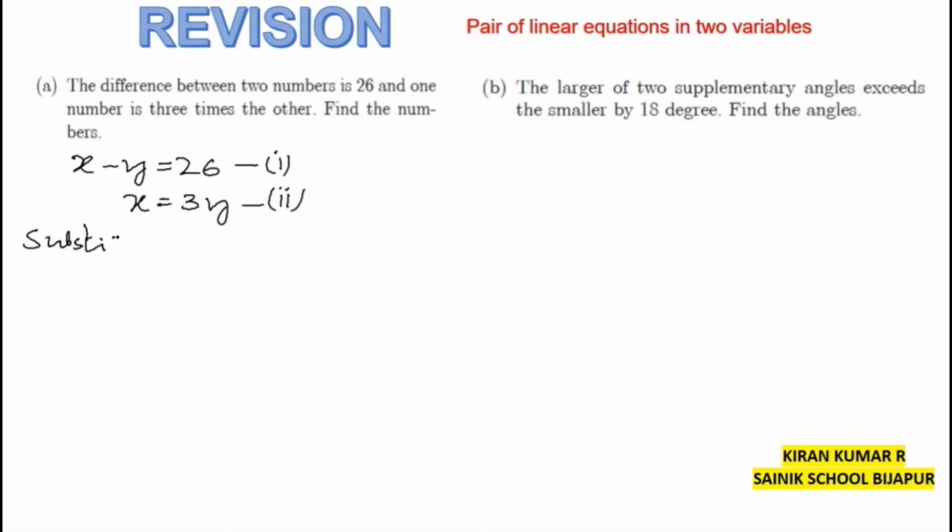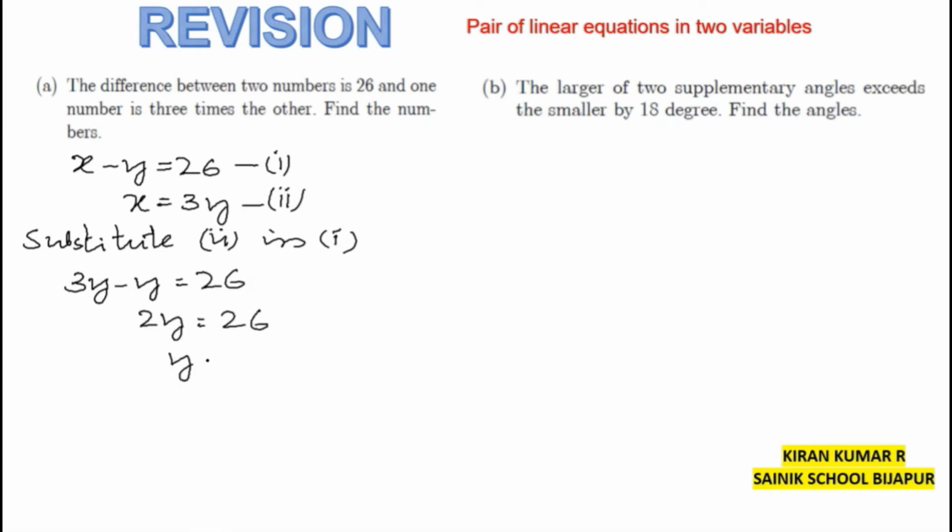Let me substitute equation 2 in equation 1. That is, in the place of x, we'll replace with 3y. 3y minus y is equal to 26. 2y will become 26, y value will be 13. If y value is 13, x will be equal to 3 times y, which is 3 times 13, nothing but 39. Therefore, 39 and 13, these are the two numbers and their difference is 26. And clearly 39 is 3 times 13. So that's the answer for the first sub question. Look at the second sub question.